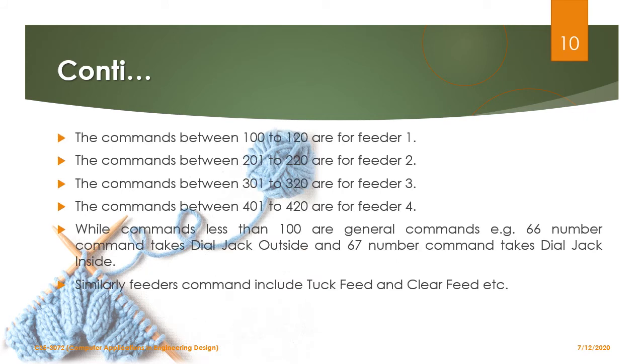For example, the commands between 100 to 120 are for feeder 1. Similarly, 201 to 220 are for feeder 2, 301 to 320 are for feeder 3, and 401 to 420 are for feeder 4. And the commands less than 100 are general. For example, the 66 number command takes the dial jack outside, while the 67 number command takes the dial jack inside. Feeder commands can include the tuck feed, clear feed, etc.